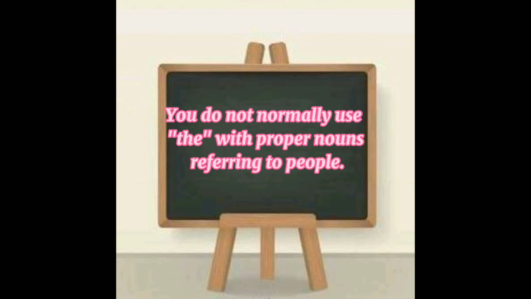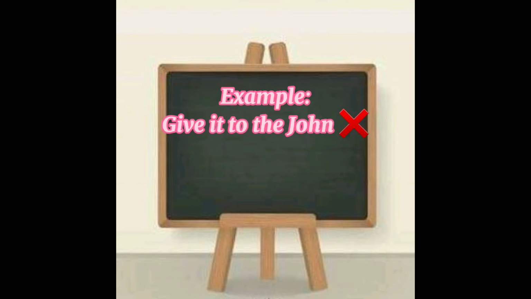For example, give it to the John, which is wrong because we use the. So when we use the in identifying a person, it will sound like you are trying to depersonalize someone and can be considered rude and awkward. Another example is give it to John, which is correct. But if the name or proper noun identifies a thing or place, the is used. It's an article and not part of the name.